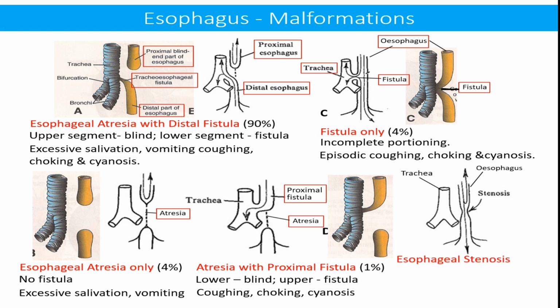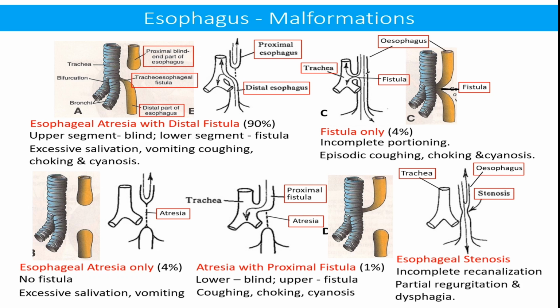The fifth variety is esophageal stenosis. This occurs because of incomplete recanalization of the esophageal lumen, and the newborn presents with partial regurgitation and dysphagia.